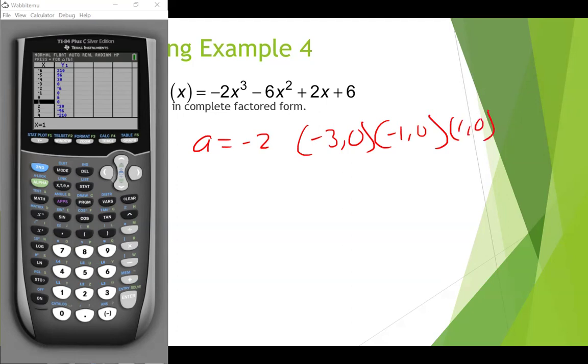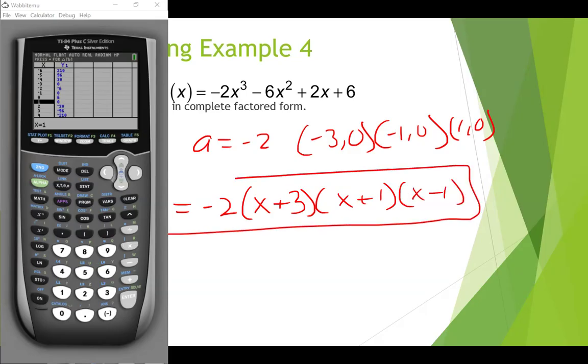So now my factored form would be f of x equals, what's your A? -2. Using the factor theorem, what's my first factor? x plus 3, x plus 1, and x minus 1. And that would be your factored form, thanks to the factor theorem.